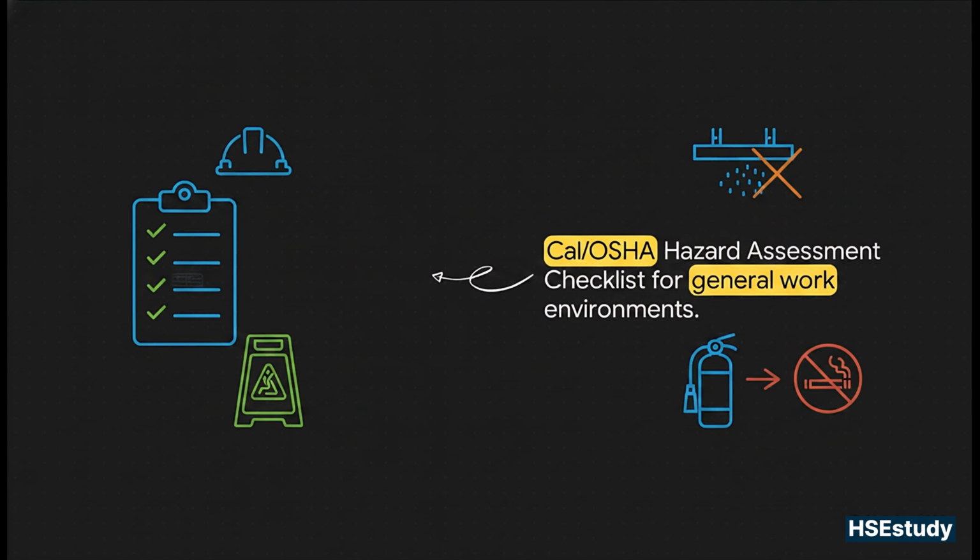Alongside your JSAs, structured hazard assessment checklists are your frontline defense during those routine walkthroughs. Think about a standard OSHA checklist for a general work environment. It gets super specific. It doesn't just lazily say, look for fire hazards. It actively prompts you to check if work surfaces are dry, to stop slips, or if combustible dust is being routinely cleaned off overhead pipes. Checklists basically force consistency, making sure you don't miss the glaringly obvious stuff while you're busy hunting for complex risks.